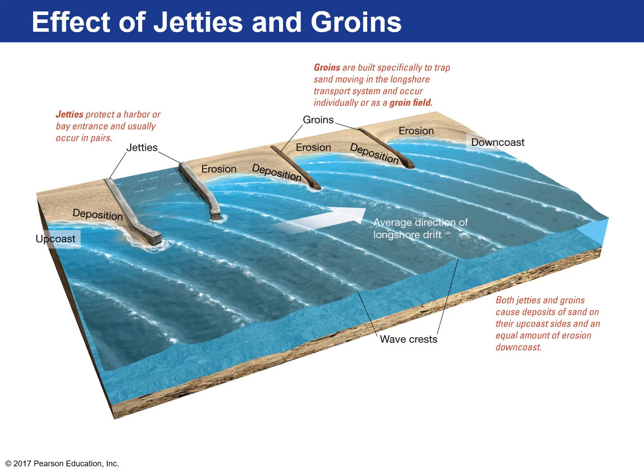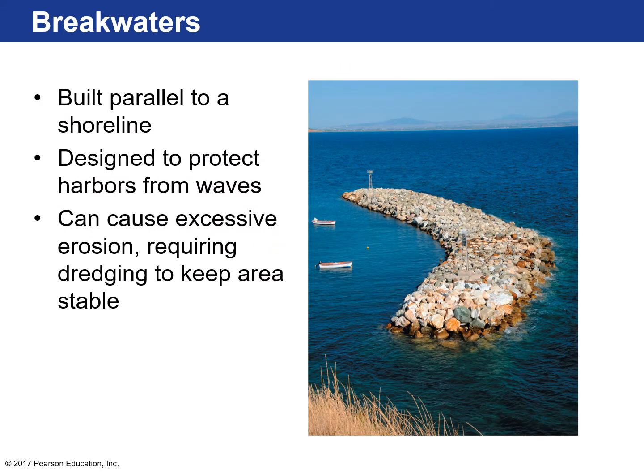Here's a reiteration of where sand is deposited on jetties and where it's eroded. Average longshore drift in this direction: you get deposition here, erosion here, and deposition here. You're essentially creating winners and losers. And that's why it can be a big fight amongst coastal communities on where these things get built.